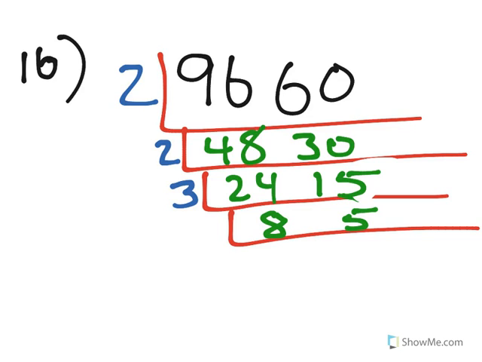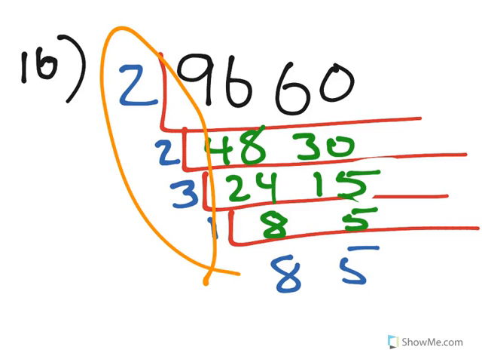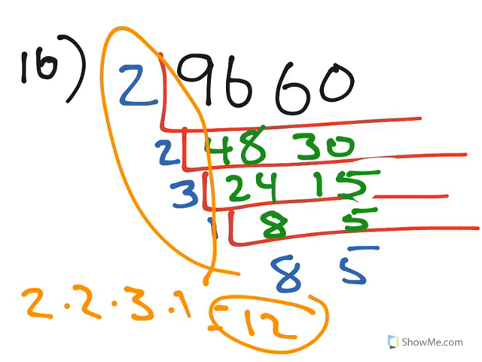Now I'm down to 8 and 5, and the only thing that goes into 8 and 5 is 1. So I'm done. And GCF is to the left, so I'm going to multiply 2 times 2 times 3 times 1. So 2 times 2 is 4, times 3 is 12, 12 times 1 is 12. So the answer to this one, the greatest common factor of 96 and 60, is 12.